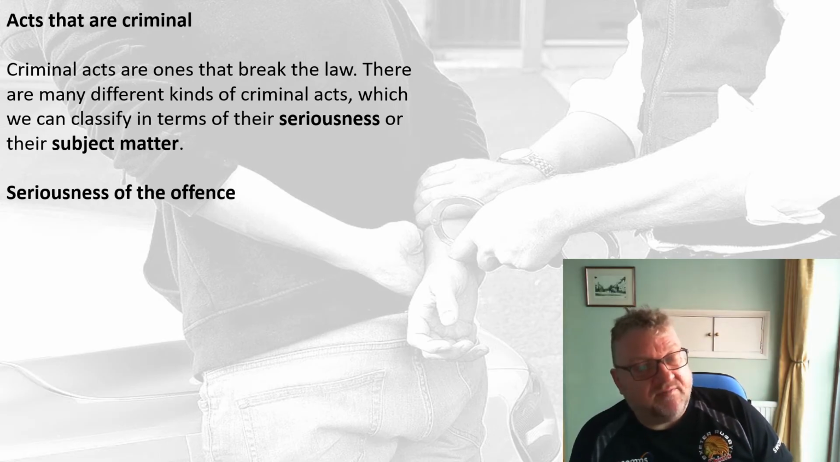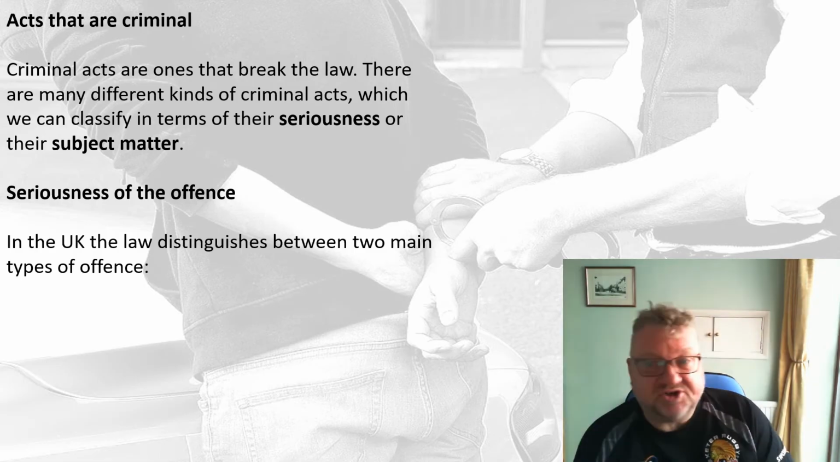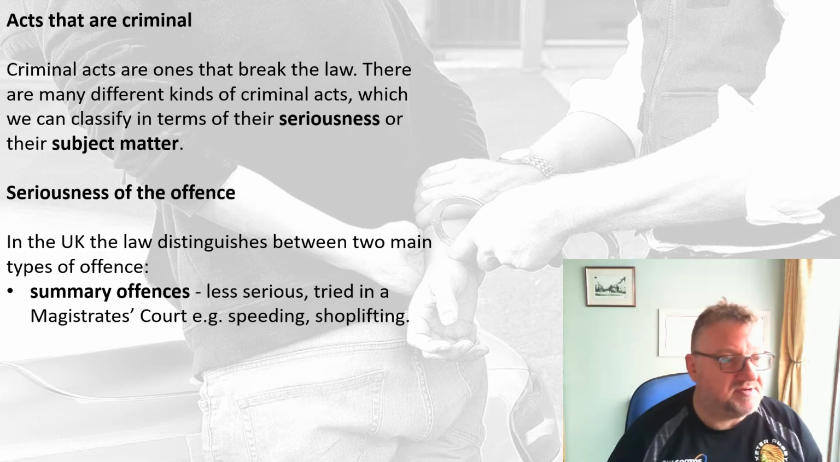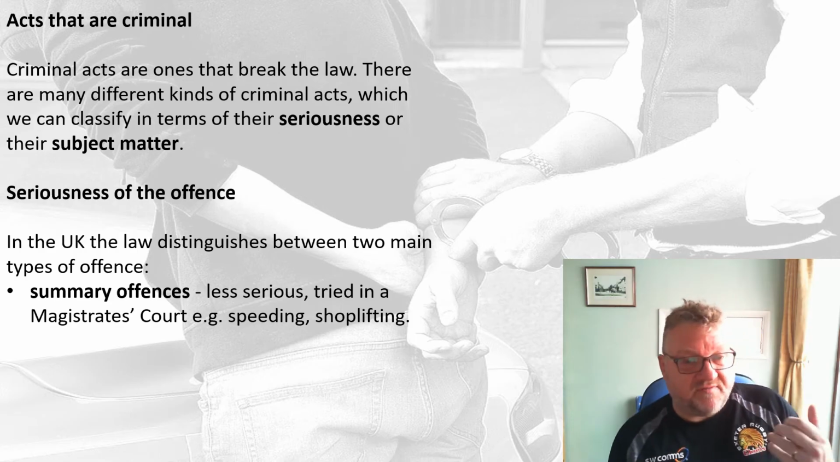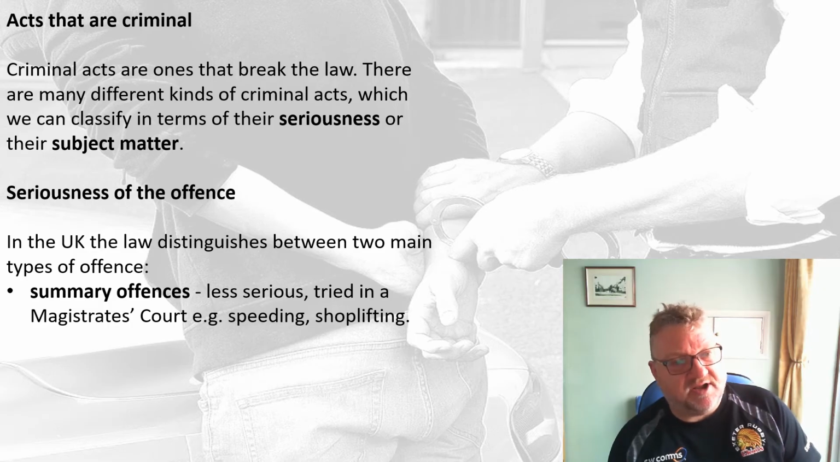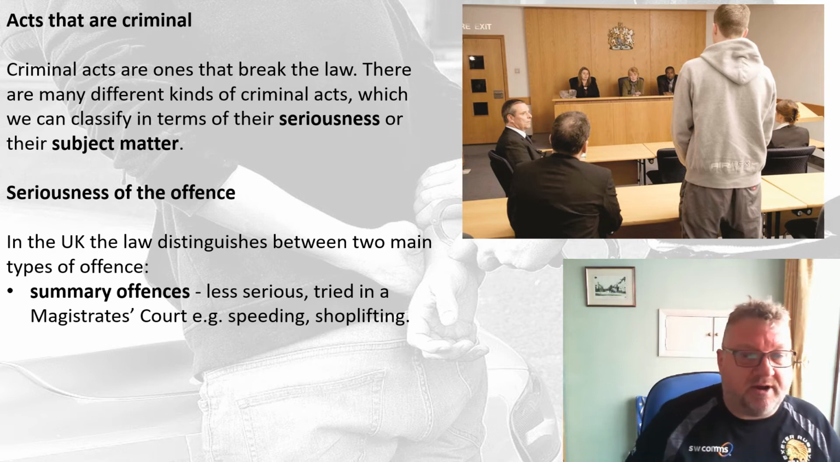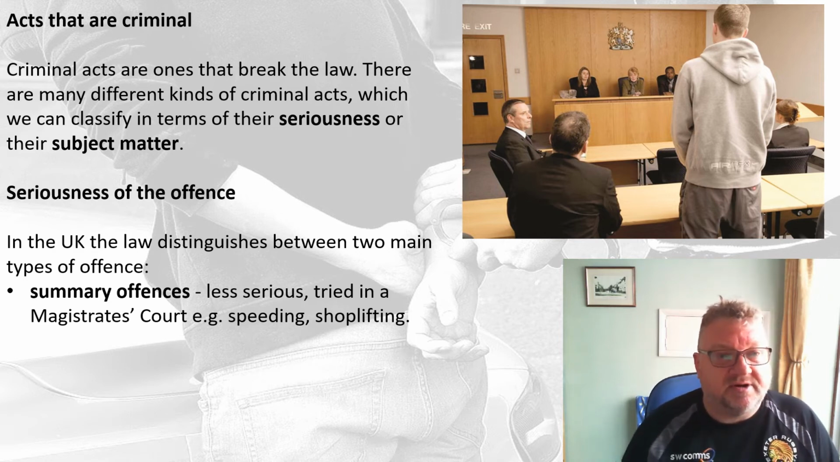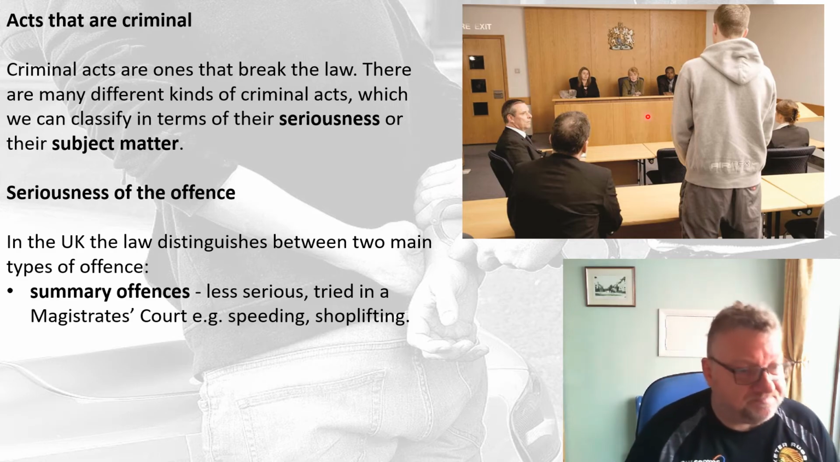So generally, if we look at the seriousness of the offence, UK law distinguishes between two main types of offence. You've got summary offences. Again, you're going to need this for the rest of the course. Summary offences are less serious. They're tried in a magistrate's court, and they're crimes such as speeding and shoplifting. Over 90% of all crimes are tried in a magistrate's court. Notice in a magistrate's court there's no jury, and instead you've got three magistrates who are actually members of the public, and they make the decision as to the guilt.